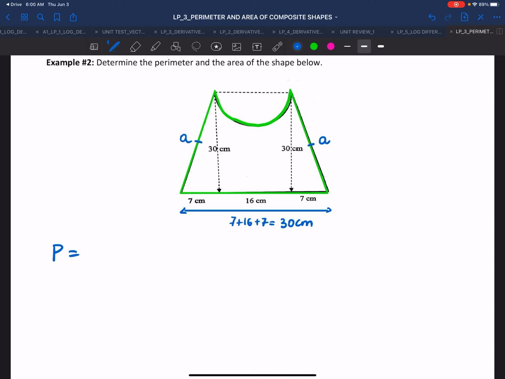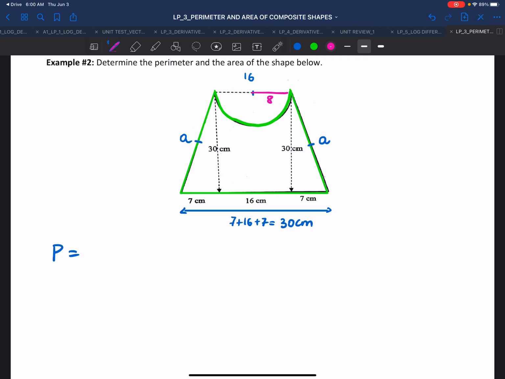And the next thing that we need to take care of is this half circle. So if this side is 16 centimeters, then this will be 16 as well, which will make the radius of the circle equal to half of 16. And half of 16 equals 8.